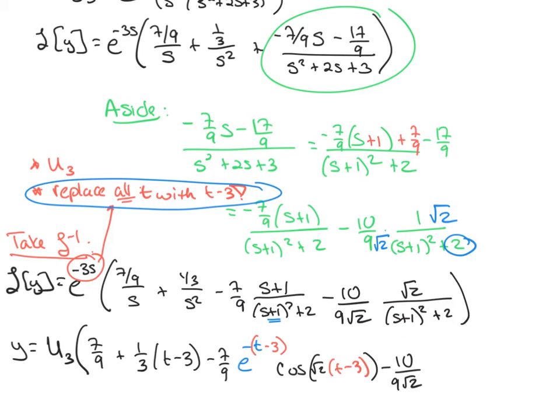So this is e, I want to say e to the, oh, I want this in blue, sorry. E to the negative t, but there's a t. So I have to put a minus 3. Everywhere I see a t, I have to put t minus 3 because of the second shifting. Times sine of root 2. I want to say root 2 times t, but I have to put in a t minus 3 because of the second shifting theorem. Holy cannolis. And we're done.